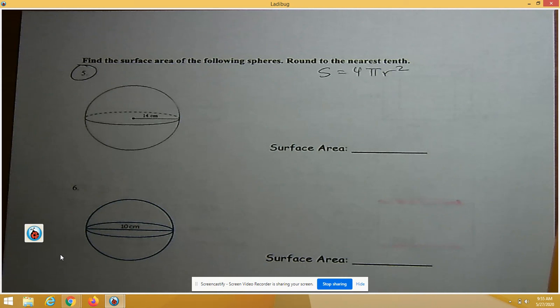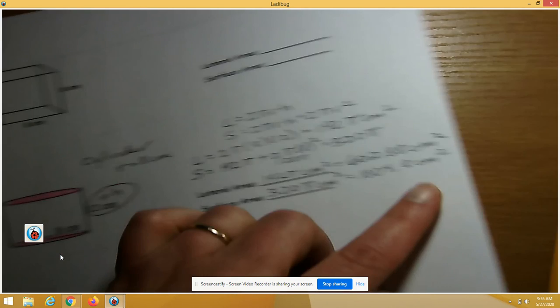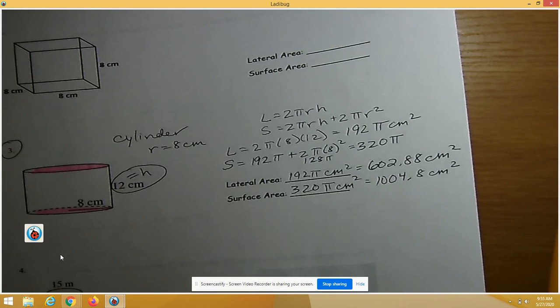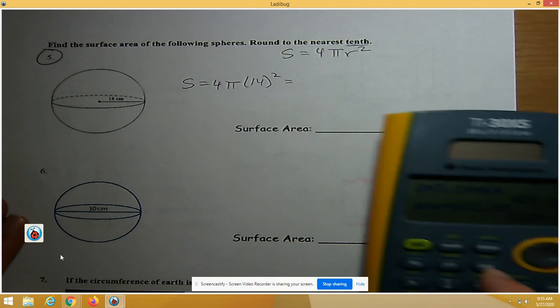So I think I was supposed to round this one to the 10th too. So then it would have been 0.9, no big deal. Over here, round to the 10th. So I'm going to do S equals 4 times pi times 14 squared. I am going to give you the exact answer just so you have the experience of practicing that. So we're going to do 14 squared times 4.